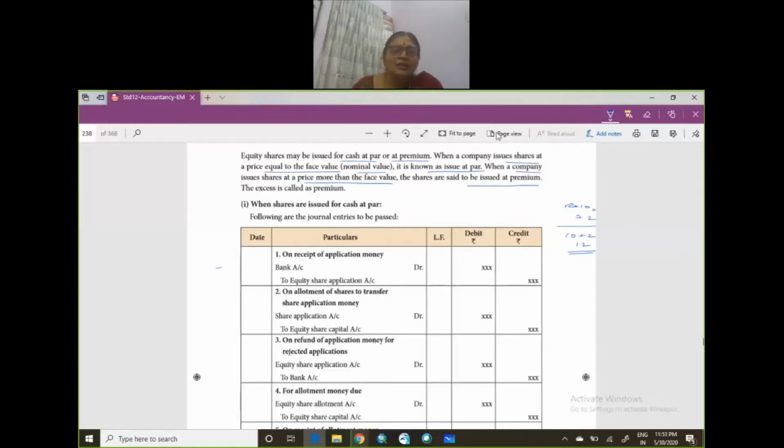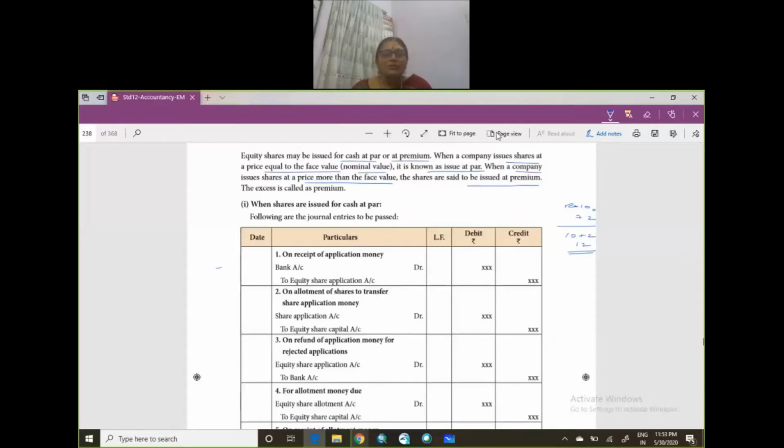Now, let us get into the accounting part. When shares are issued for cash at par, you have to pass some journal entries. When you apply for shares, you deposit some money, and then they will allot you the shares. After they allot the shares, they will call for the first call, the first installment, then the second call, then the final call, to collect the entire 10 rupees or 12 rupees or whatever the face value is.